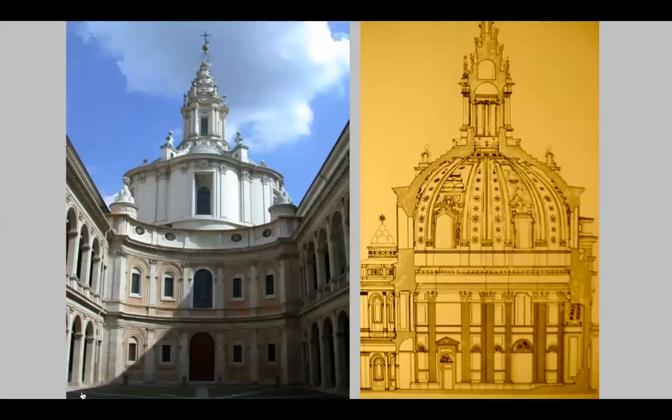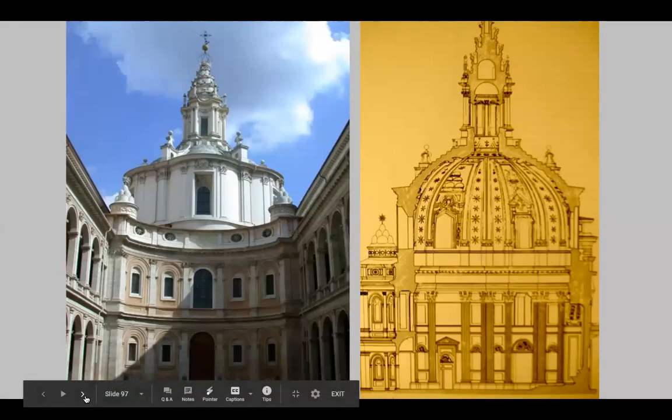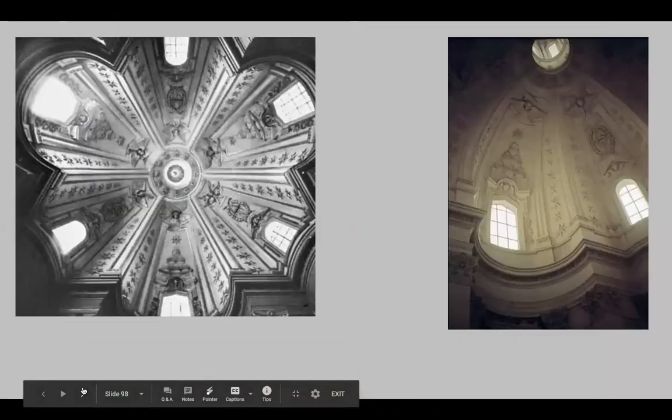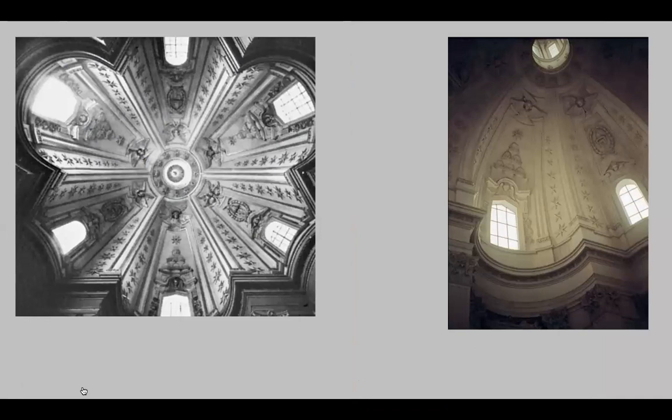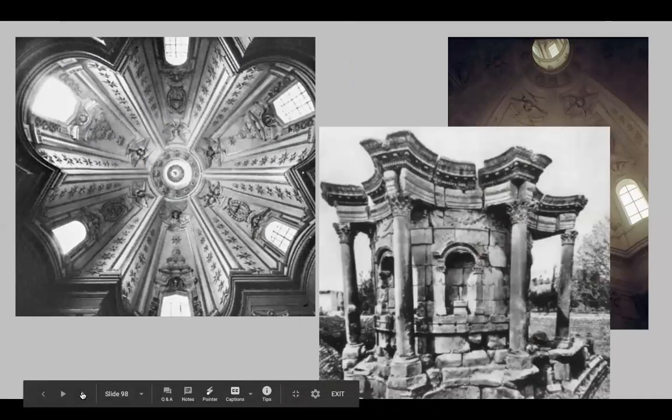This is St. Ivo by Borromini. Here's the dome of the interior of that one. You can see undulating surfaces, not circular. It's based on an ancient Roman temple.